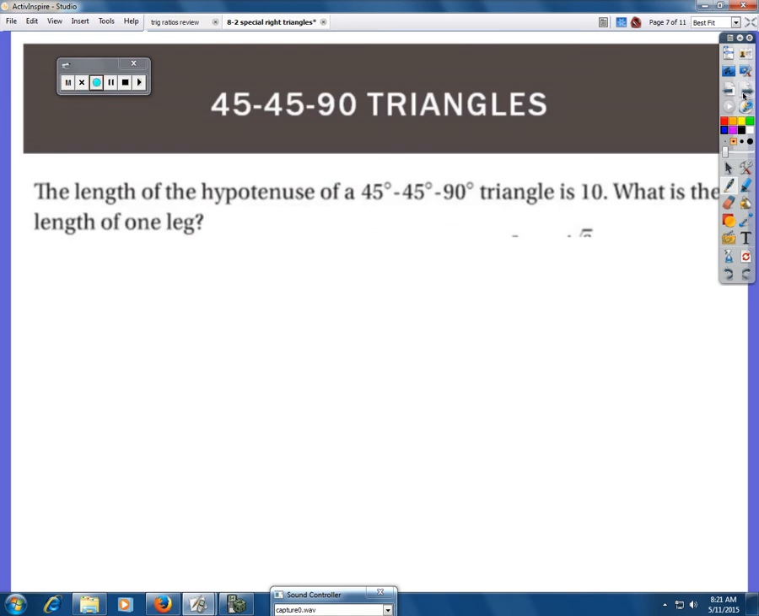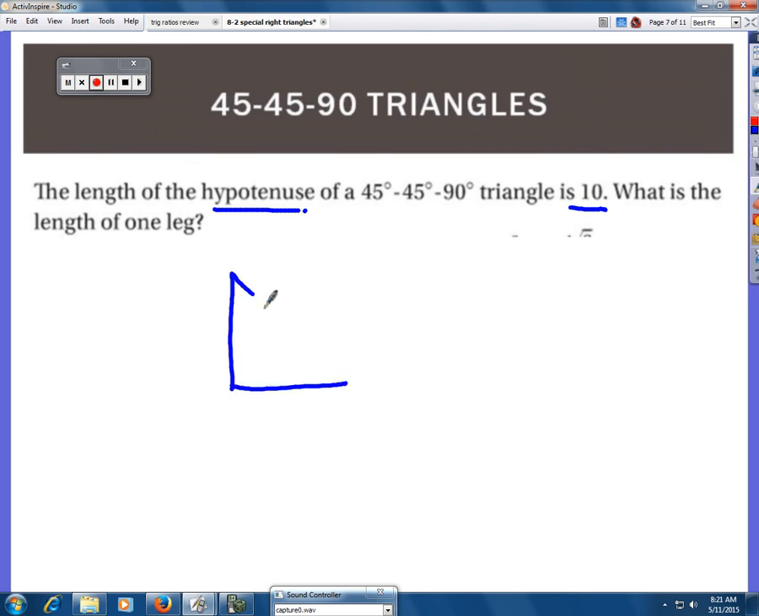The length of the hypotenuse of a 45-45-90 triangle is 10. The hypotenuse is 10. So in this case, I need to draw the picture. So there's my 45-45-90 right triangle, and I have the hypotenuse, which is 10. So I'm going to label that with S square root 2, and these are both S. So one of the legs is the same as the other leg, so once I get S, I have my answer. So stop the video, try to think about what you would do.